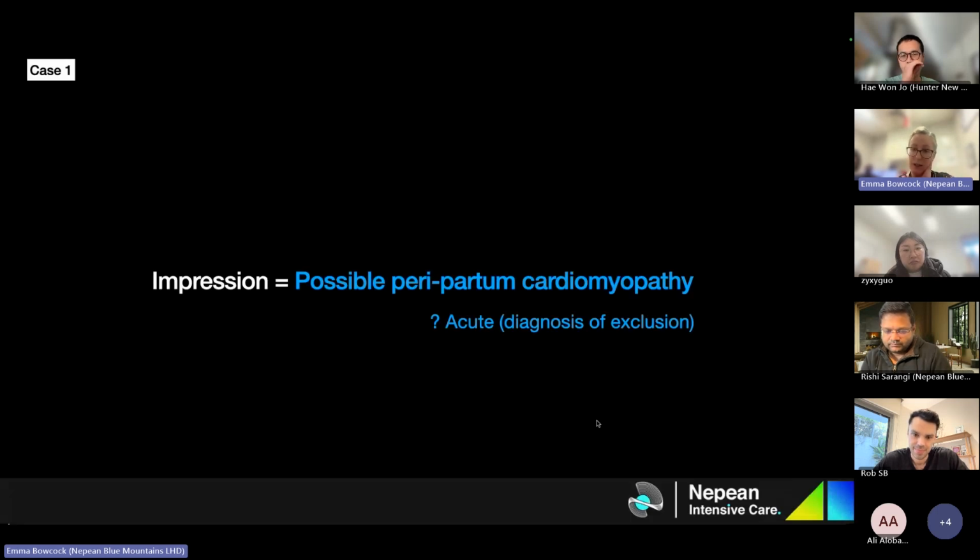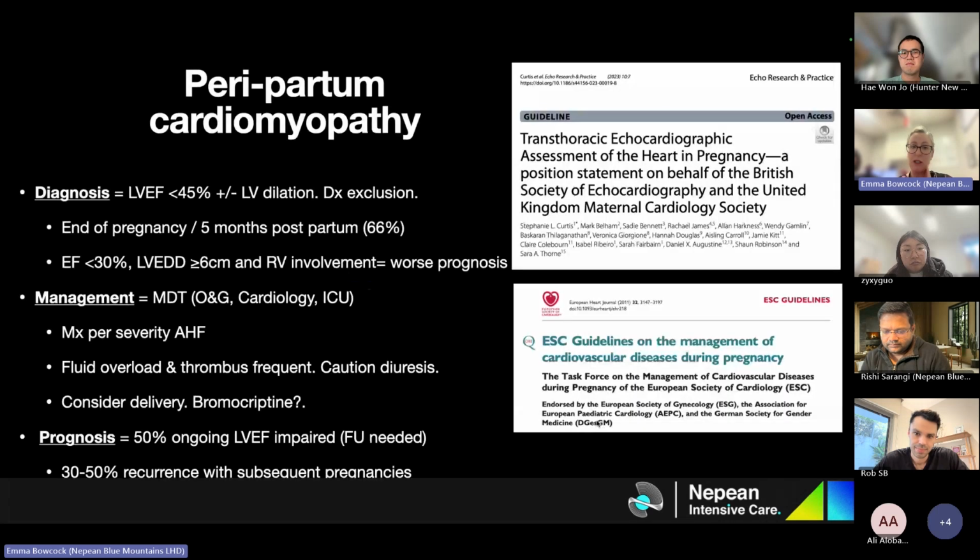Then, possible peripartum cardiomyopathy. It's definitely a diagnosis of exclusion. She's in the right time frame, isn't she? It usually happens towards the end of pregnancy, I think she was 35 weeks, or in the postpartum period. I think most happen in the postpartum period, 66% within the first 5 months postpartum. The diagnosis is an EF less than 45%. They don't have to be dilated, but they can be. Bad prognostic markers in peripartum cardiomyopathy, this is all in these documents, guys: EF less than 30%, dilated LV more than 6, and if there's RV involvement.